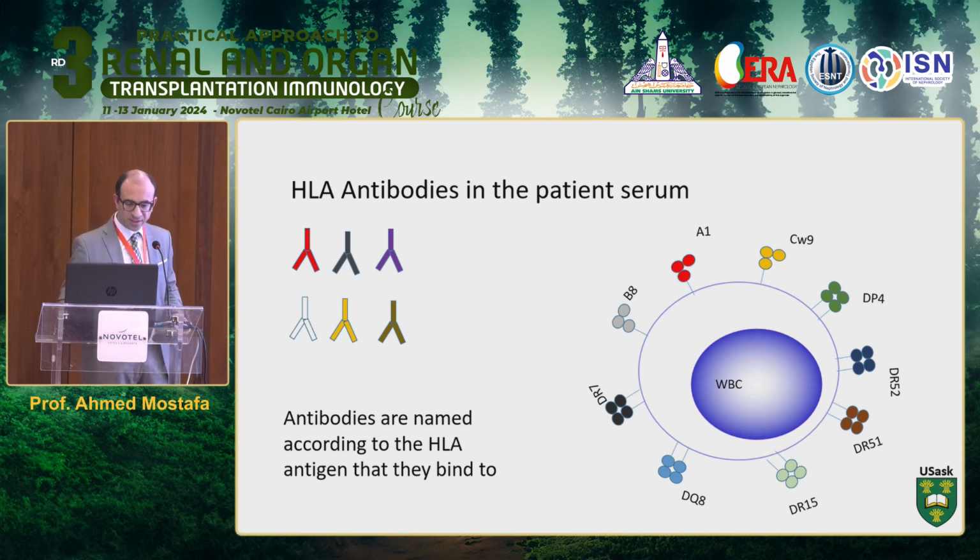So for example here, if this patient has an antibody against the A1 or an antibody against the DR7, now this is not a compatible donor, and we have to look for a different donor.